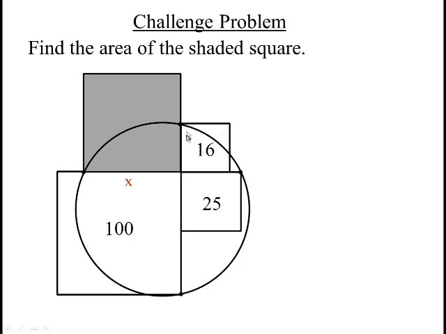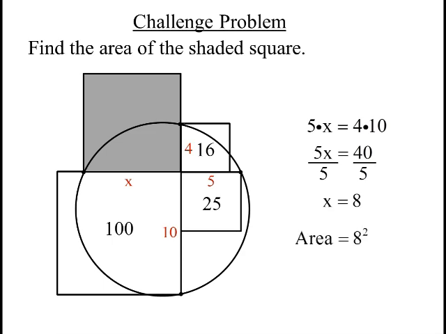If this area is 16, then that would have to be 4. The side of the square would have to be 4. The side of this square would have to be 5, square root of 25. And then this one would have to be 10. So now I can see I have 4 parts of two chords. So 5 times x would have to equal 4 times 10. x comes out to be 8. So the side of the square is 8. That makes the area of the square 64.